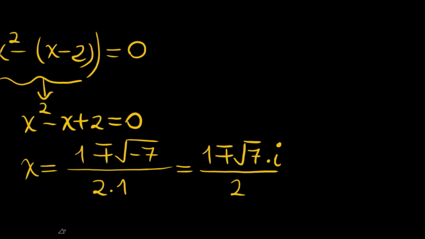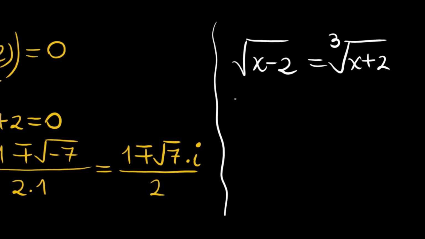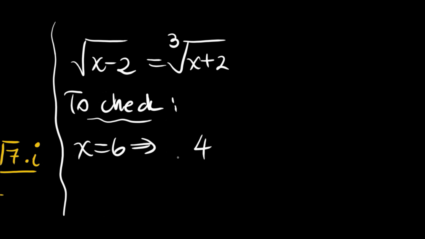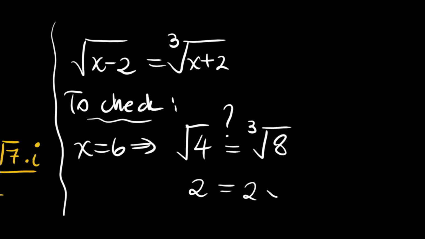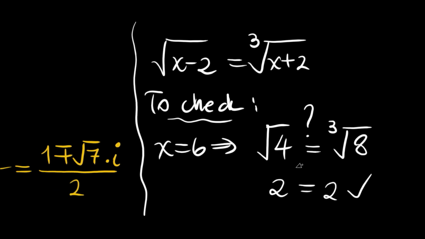At the original problem, we had root x minus 2 is equal to cube root x plus 2. To check, we can write our real roots. x is equal to 6. Then this becomes square root of 4 is equal to cube root of 8. And this is absolutely true. 2 is equal to 2. I cannot check the complex values we have found now, but they should also be true.